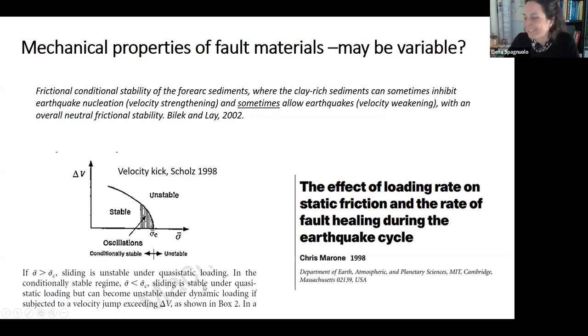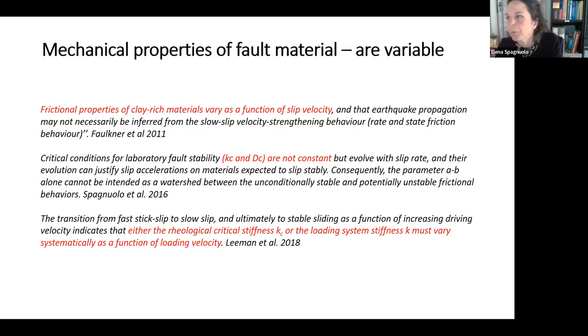In fact, here I'm reading: it can be stable under quasi-static loading, but can become unstable under dynamic loading, if subjected to a velocity jump exceeding a certain delta V. And there is also the effect of loading rate on static friction and the rate of fault healing during the earthquake cycles. So during the earthquake cycles, because of healing, also the strength can change. So this is an idea that was already present also in 1998 and before.